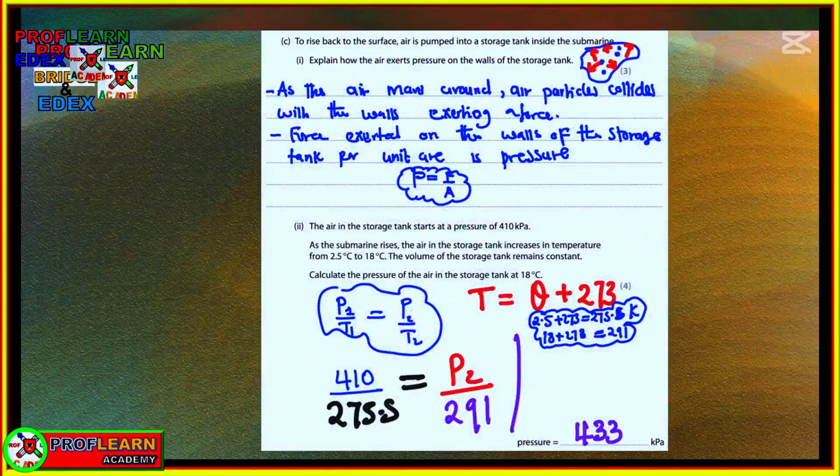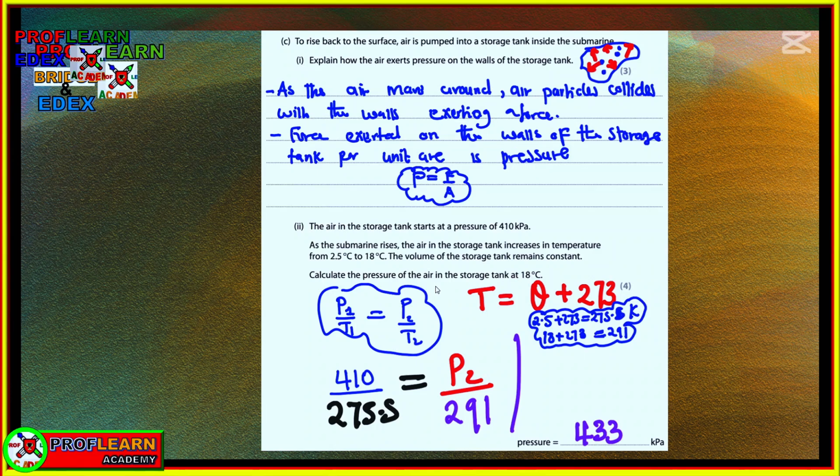We are supposed to state how air exerts pressure on the walls. Remember, air molecules move randomly. According to Brownian motion, the air molecules move randomly. They collide with the walls of the container. As they collide with the walls of the container, they exert a force, and the force exerted per unit area is basically pressure.